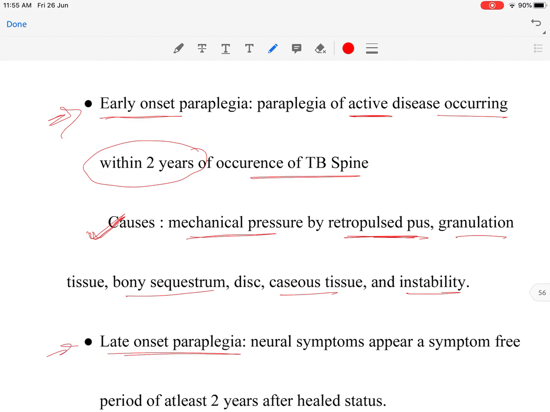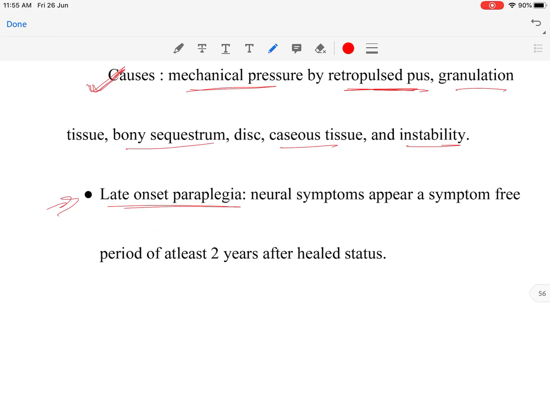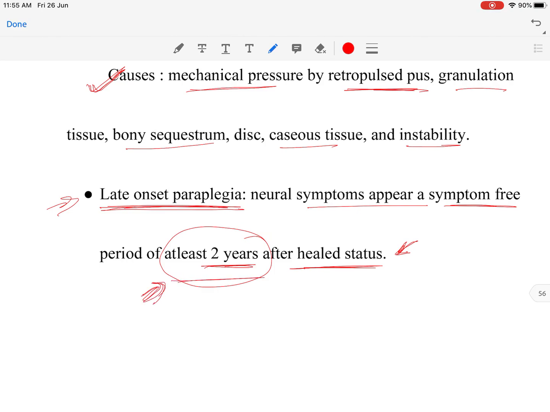While in late onset paraplegia, the patient is symptom free for a period of at least 2 years after the healing has taken place, and after the 2 years the patient develops late onset paraplegia. So once the healing of the tubercular spine has occurred, the patient is asymptomatic for at least 2 years, and then later on develops paraplegia. This is known as late onset paraplegia.